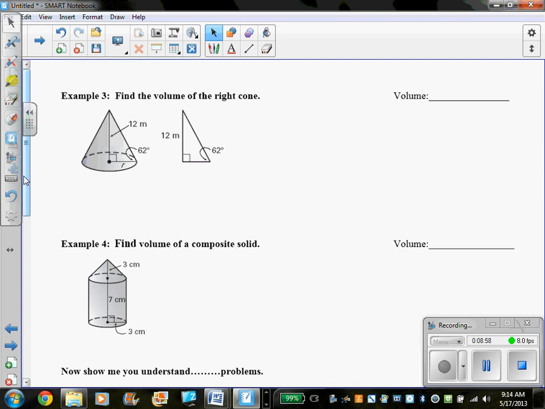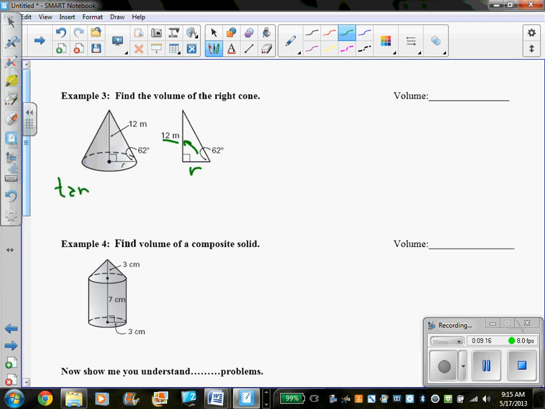Here we have another cone. The difference with this one is we are not given the radius, which is kind of a big deal. We need to find that. Notice they're giving us an angle of 62 degrees. They give us a side opposite, but we need this r. Notice it's the opposite side right there, adjacent side we want.